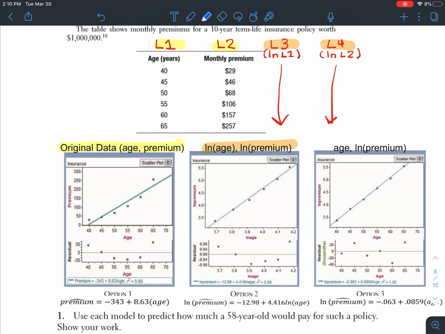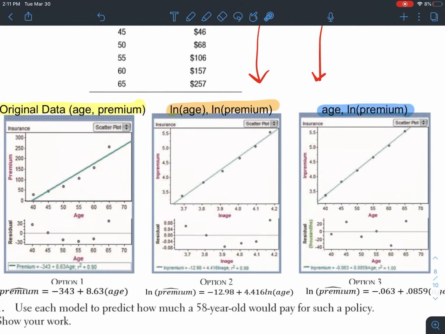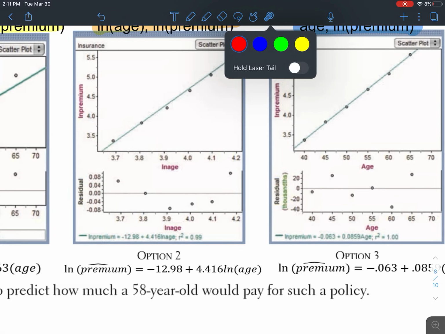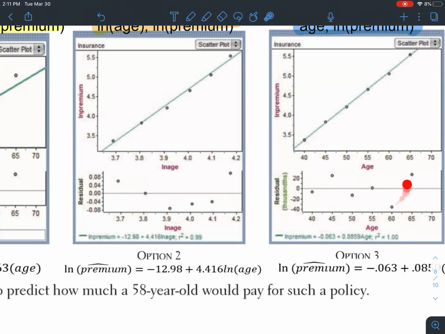Our last option would be to run a scatter plot with L1 and L4. That is the original explanatory variable paired up with the natural log of our response variable. Now here, again, ooh, okay, now these are also looking pretty linear. In fact, both of these transformed data sets looked pretty linear, but I really like how the residual plot looks on this last one. This is giving us some very nice random scatter as opposed to this one here that has a little bit more of a pattern involved to it.